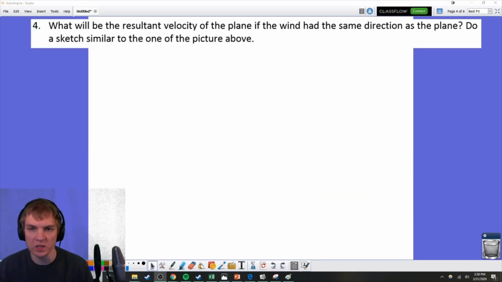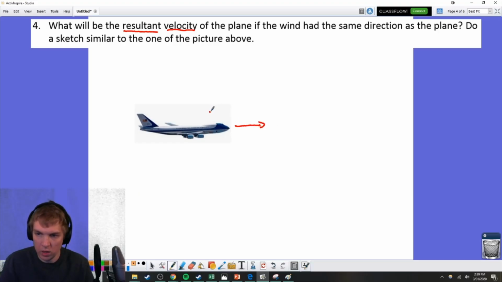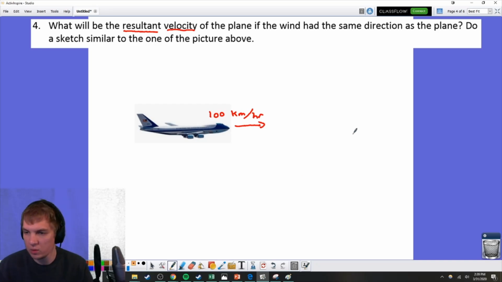Problem number 4 says, what will be the resultant velocity of the plane if the wind had the same direction as the plane? Do a sketch similar to the one of the picture above. We did this one in the notes, but we're just going to do it again to cover what resultant velocity means. So I'm just going to underline those words, resultant velocity. I'm not going to sketch a plane, I'm actually just going to paste an image of one. So there's our plane, and according to the notes, if I remember correctly, it was traveling at 100 kilometers per hour, and then there was a wind. The wind was actually blowing with it at 25 kilometers per hour.